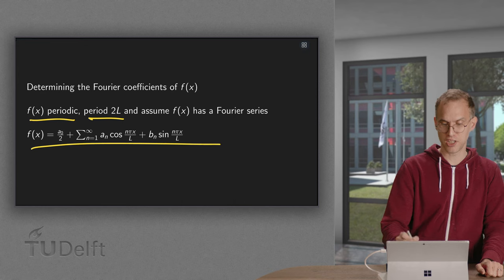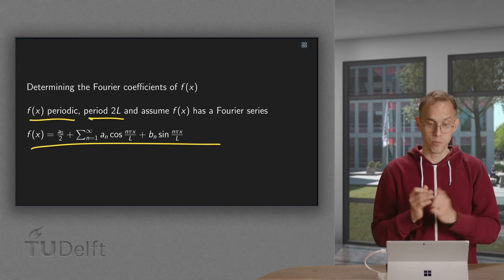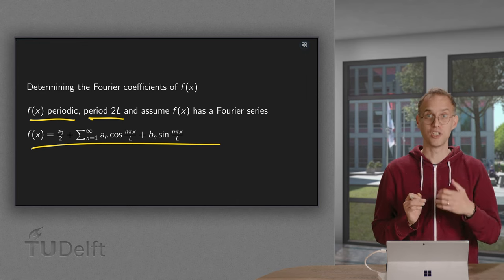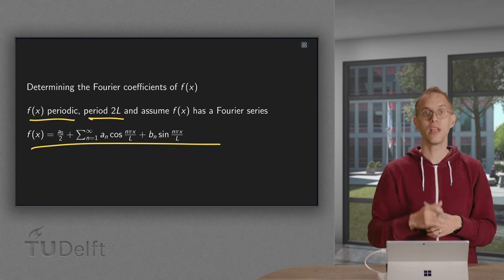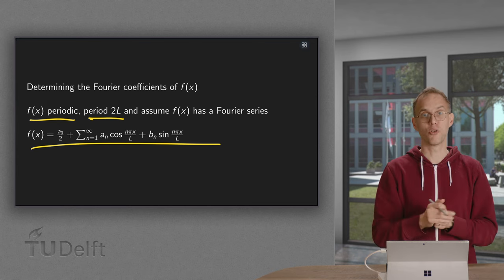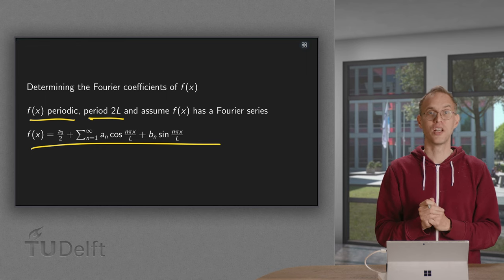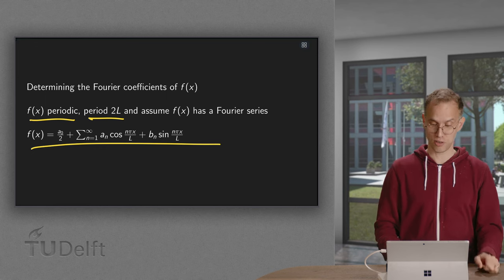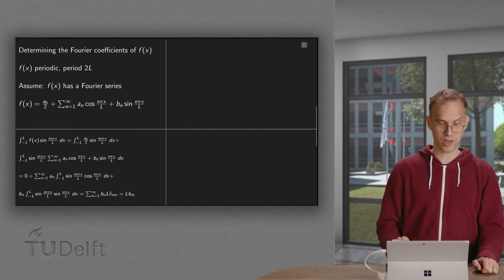So, we have an f of x periodic with period 2L, and we assume that it has a Fourier series like this. Now, we need to find the coefficients a0 and a1 and so on, and the coefficients b1 and so on. So, given f of x, how are we going to find all those numbers? Well, we use the following trick.